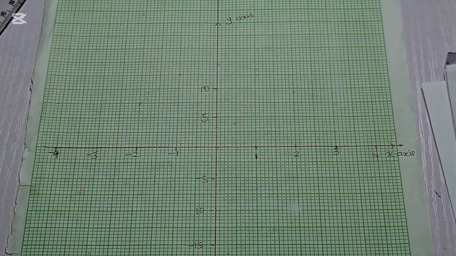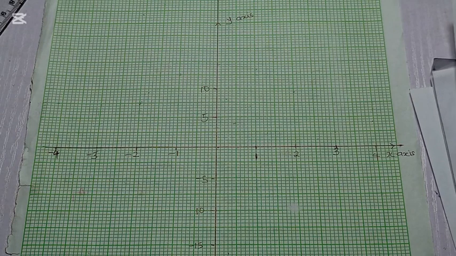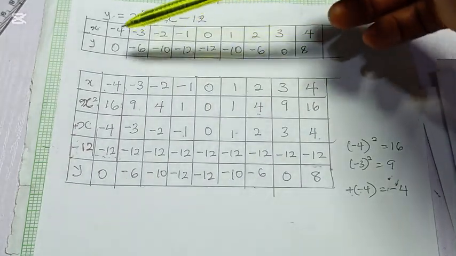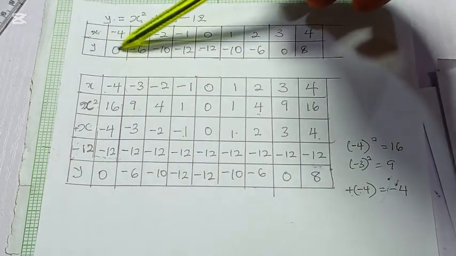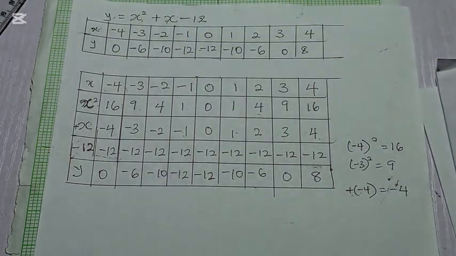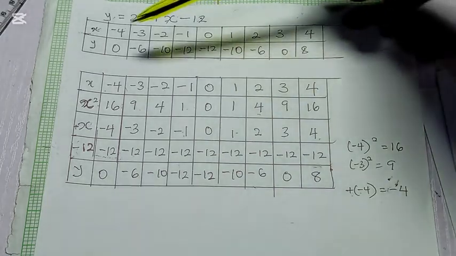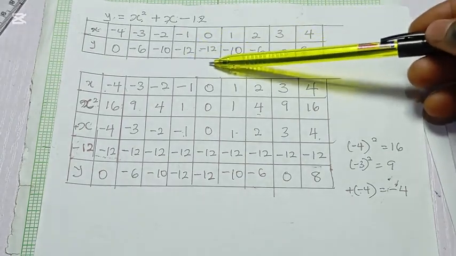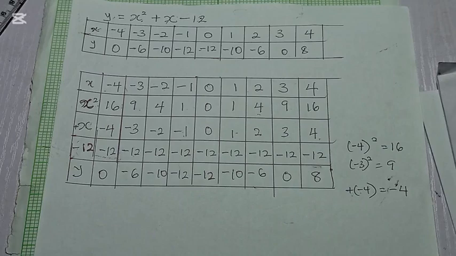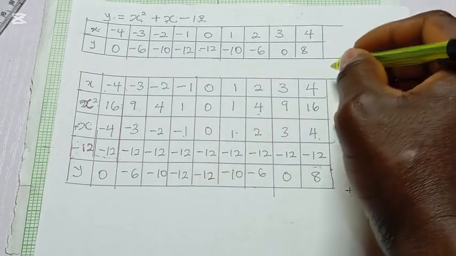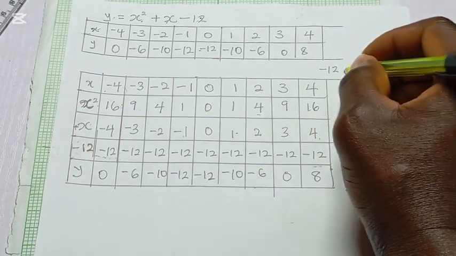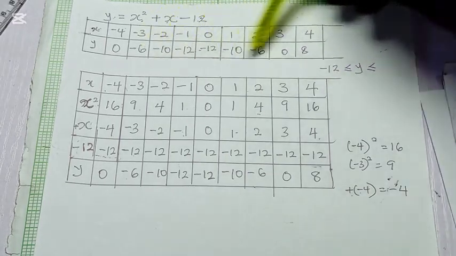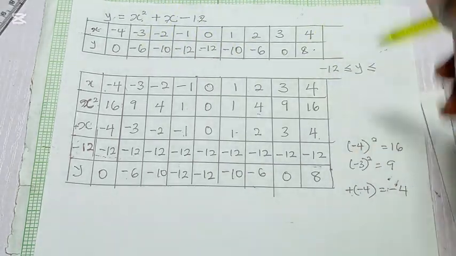Then again, to draw the x-axis, I also have to look at the y values. Going back to the table, I want to draw the x-axis, so I have to take a look at the y values. What I have here is 0, minus 6, and so on. I can see minus 12 happens to be at the extreme of my left. So I'm having y values to go this way: minus 12 less than or equal to y less than or equal to... Now, the biggest I have here is 8. So you can see this is 8.